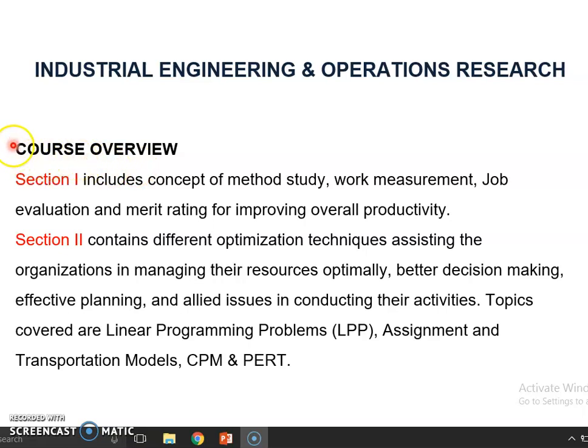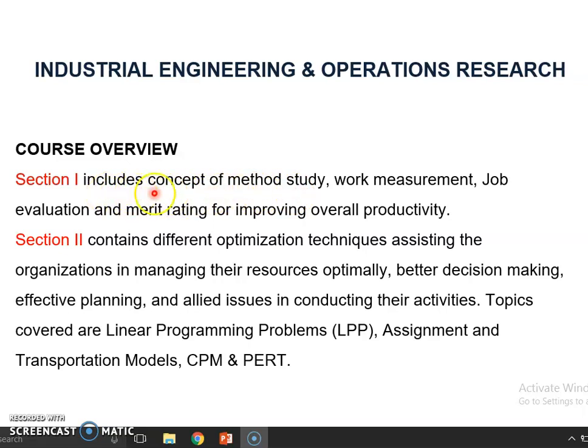Today we will discuss the introduction of industrial engineering and course overview of IEOR. So this subject contains two sections. This syllabus is as per the curriculum of Punyashlok Ahilyadevi Holkar Solapur University, Solapur.